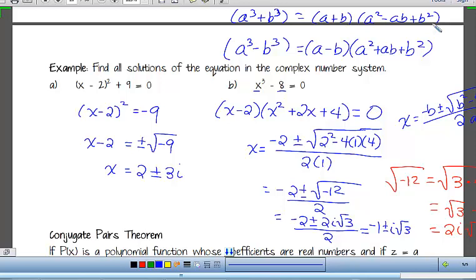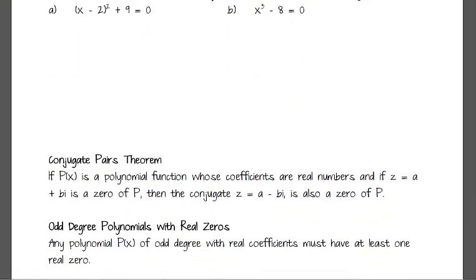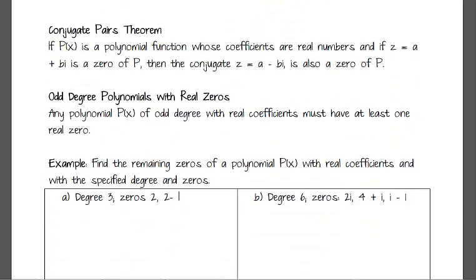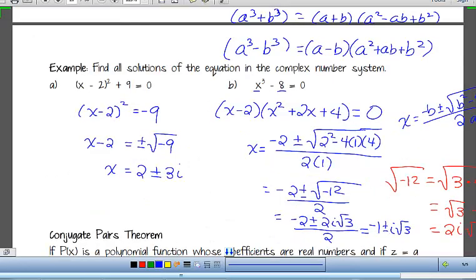All right, so the conjugate pairs theorem. Basically, it says if p of x is a polynomial function whose coefficients are real numbers, and if z equals a plus bi is a 0 of p, then the conjugate z equals a minus bi is also a 0 of p. We saw that just in this last example. Basically this says if we get minus 1 plus i root 3 as a 0, then minus 1 minus i root 3 has to be a 0 as well. They both have to be zeros.